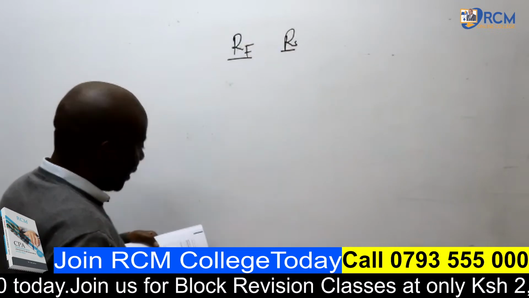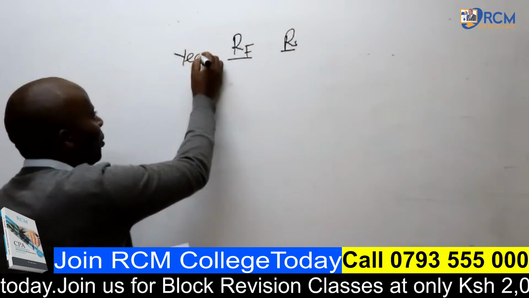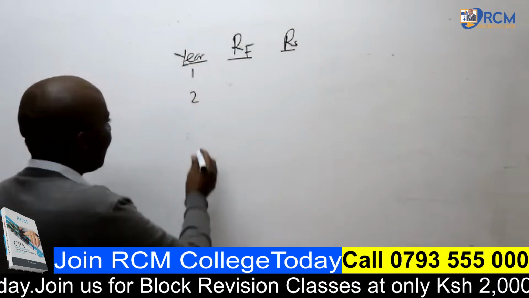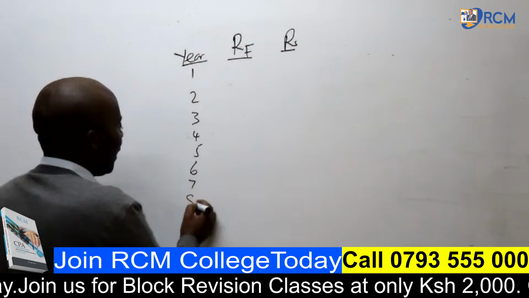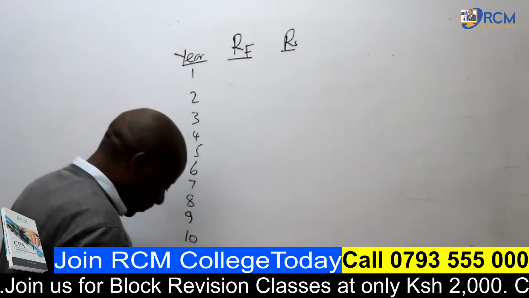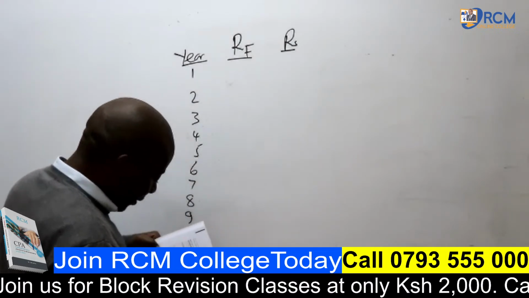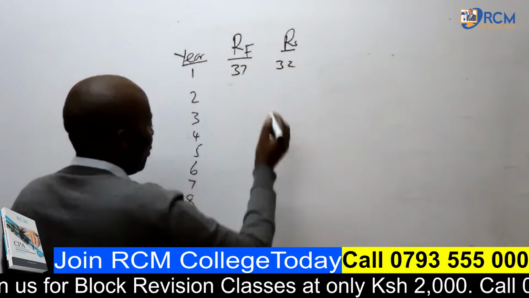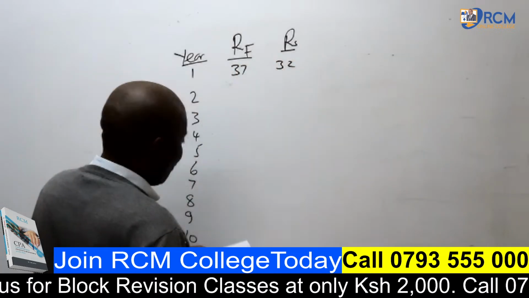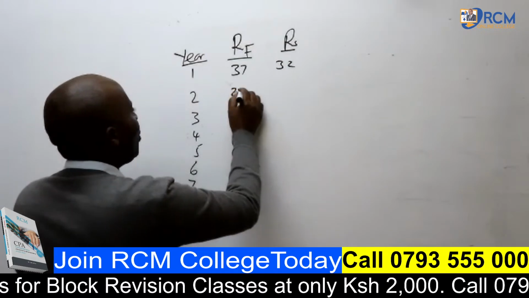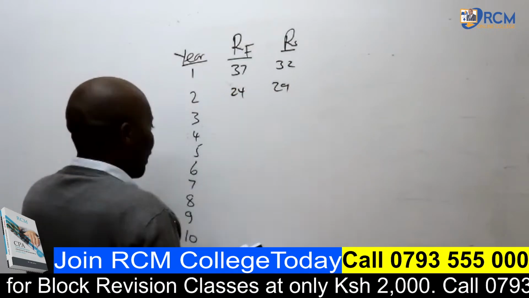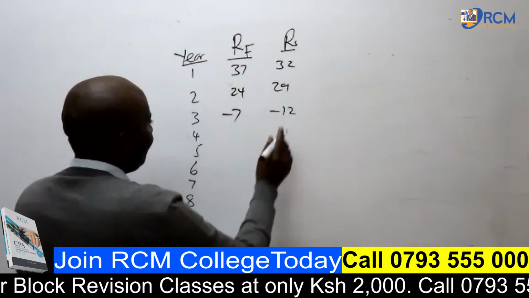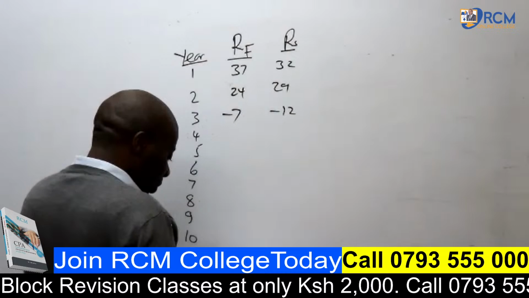They have given me the years. So years, I've decided to put this in columnar form. I like it that way. Years 1, 2, 3, 4, 5, 6, 7, 8, 9, 10. And then they have given me these figures for F37, 32. And then we have, ladies and gentlemen, 24, 29. And then for year 3, we have -7, -12. And then we have 6, 1.